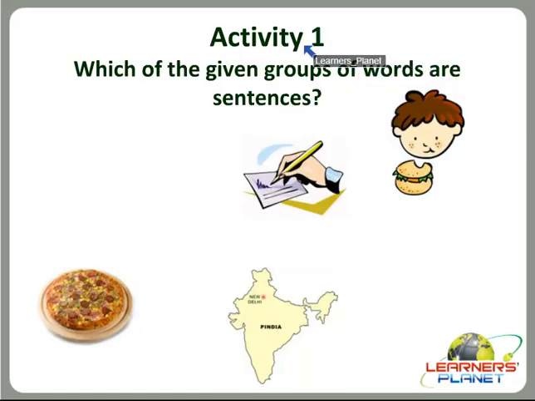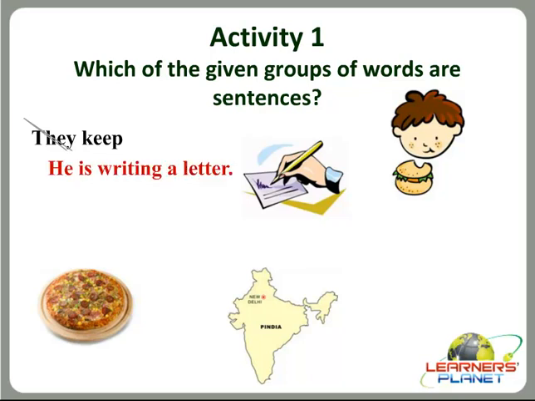Let's do an activity. Which of the given groups of words are sentences? They keep. Starts with the capital letter T but does not have a full stop and does not make sense. So, this is not a sentence. This group of words does not make sense. So, I am putting a cross for you. Not a sentence. Next one. He is writing a letter. This group of words has complete meaning. H is in capital. After letter there is a full stop. So He is writing a letter becomes a sentence. So it gets a tick.